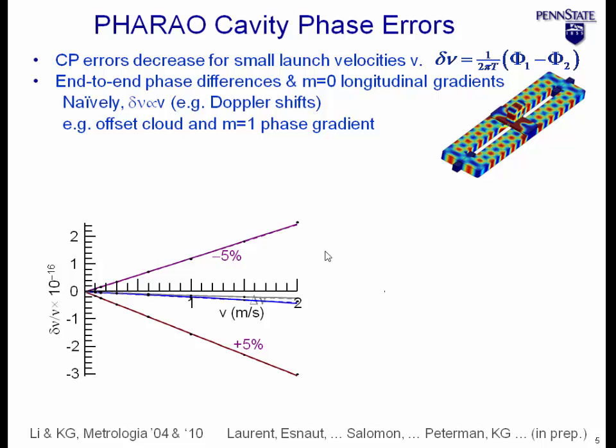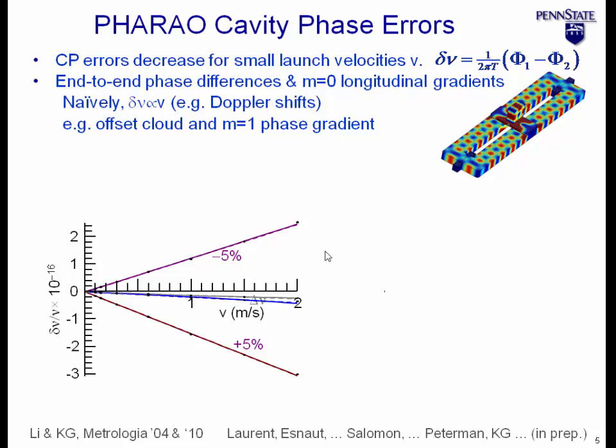Naively, again, you would expect that the Doppler shifts would be proportional to the velocity, and that includes the launch velocity. So if you have a cloud offset, for example, then the faster you go through, again, same phase shift, but if you go through faster, then you have a shorter time and therefore a bigger frequency shift. And so here's for example, the shift that we expect from the known wall losses in PHARAO.